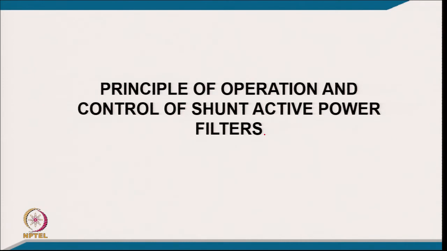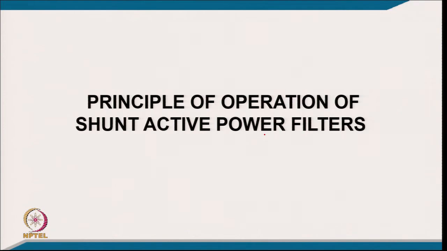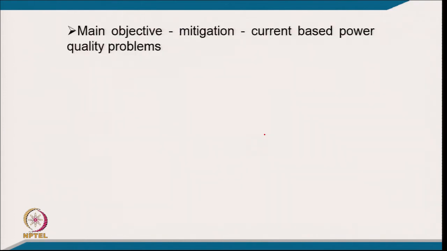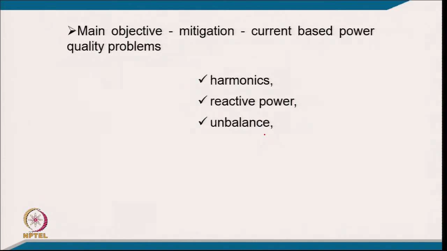Now, these are the topologies. Coming to the principle of operation and control of this shunt active filter, the main objective is mitigation of current based power quality problems like harmonics. The filter is supposed to mainly compensate for harmonics, but if you want, you can also generate reactive power locally. You can generate the negative sequence current for compensation of unbalanced current. Then you can compensate even the neutral current, whether it is because of harmonics. Even in a balanced load, you might have excessive neutral current, or you might have it because of the unbalance.